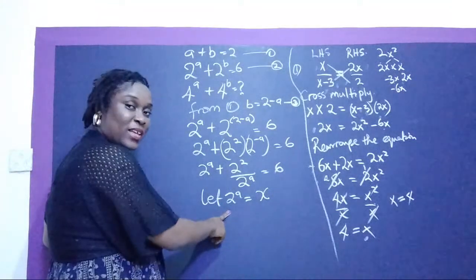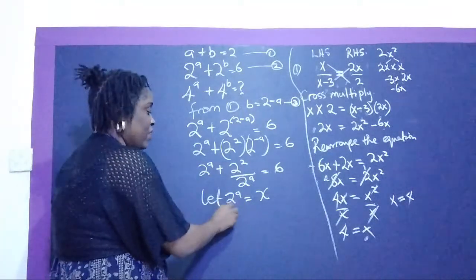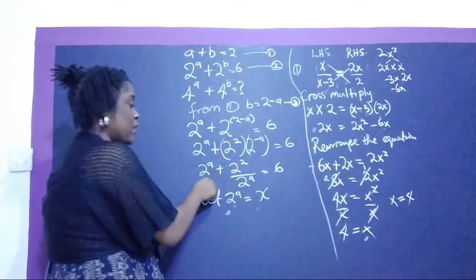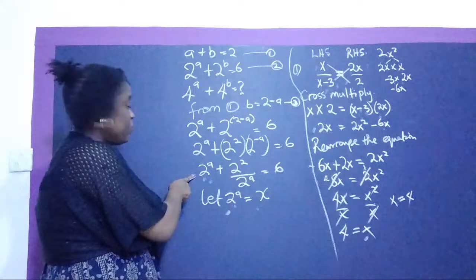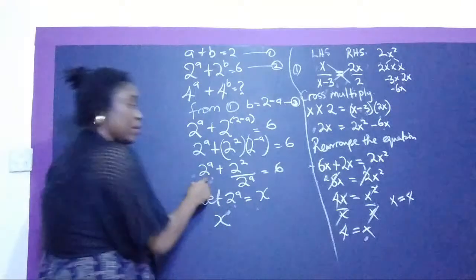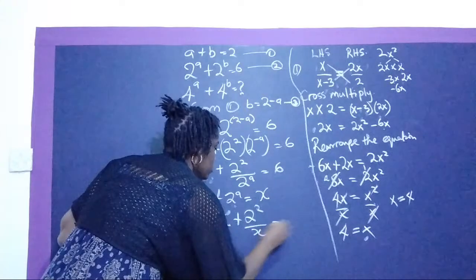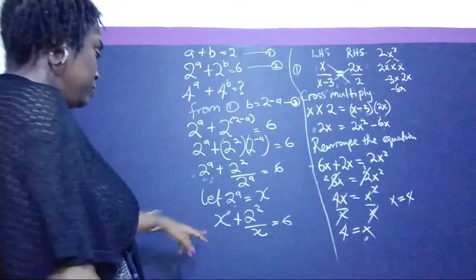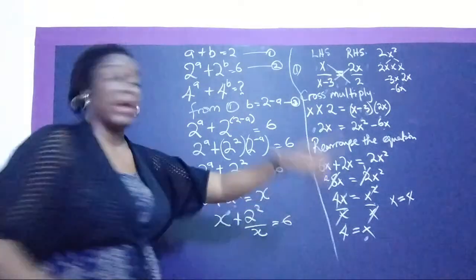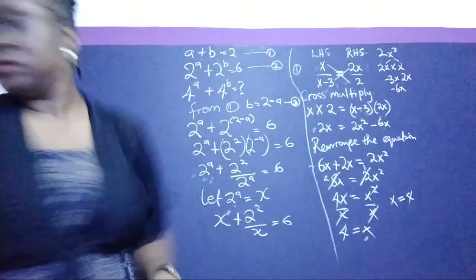So what do we do? I'll put the value of 2^a as x in this equation. So we'll substitute 2^a as x in this part. So what we'll have is what? x plus 2^2 all over x equal to 6. This is going to be a quadratic equation. All right, so you multiply through by x.